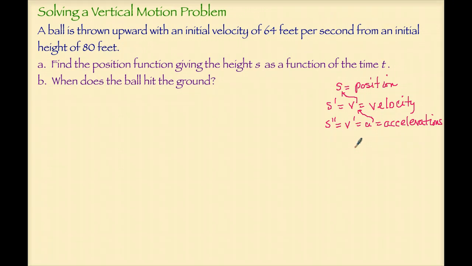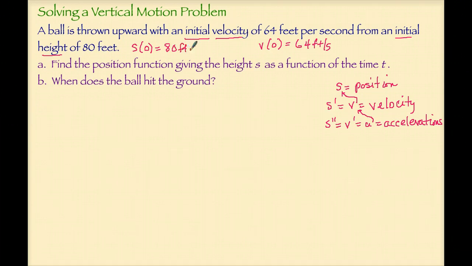So let's see what initial conditions we have in this problem. A ball is thrown upward with an initial velocity of 64 feet per second. That means at time 0, velocity was 64 feet per second. And since it was thrown upward, our velocity is positive. Then from an initial height of 80 feet, which means at time 0, position was 80 feet.